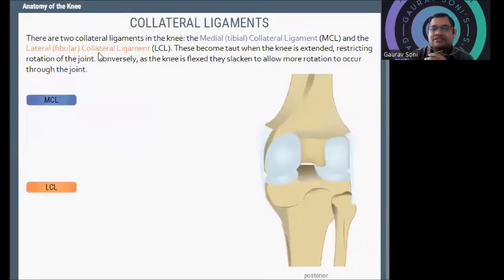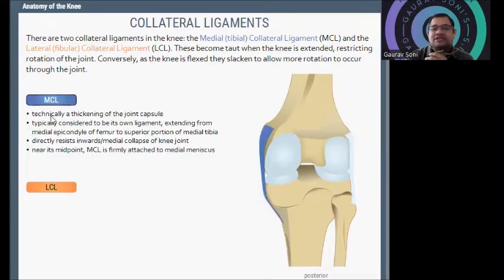Next are the collateral ligaments. These are two: the medial or tibial collateral, MCL, and the lateral or fibular collateral. These become taut when the knee is extended, restricting rotation of the joint. Conversely, as the knee flexes, they slacken to allow more rotation through the joint.